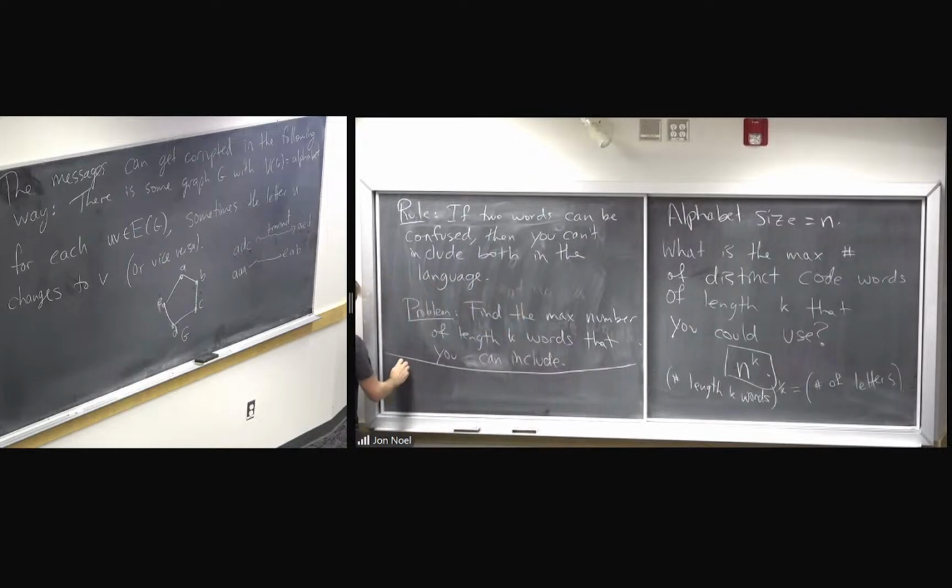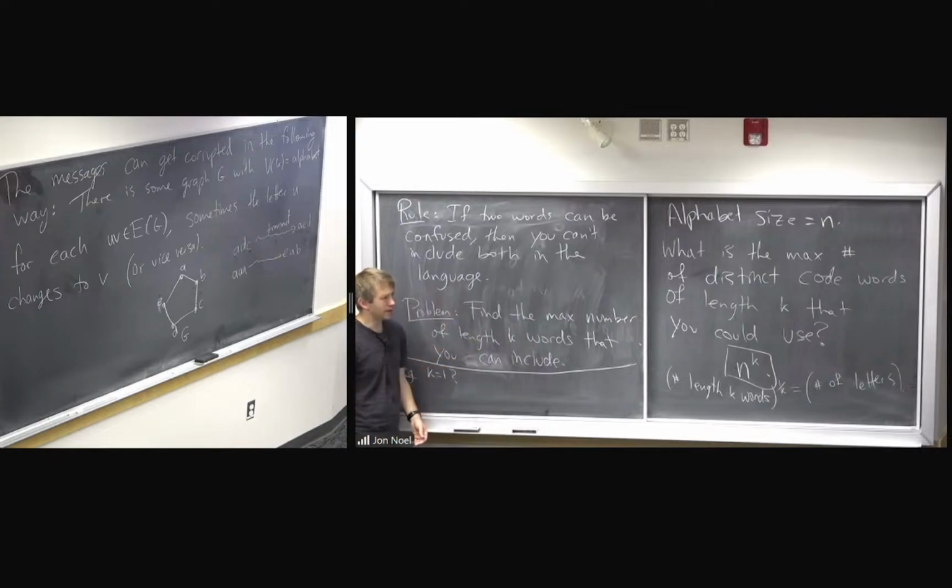Maybe let's think of an example. What if I'm just thinking about words of length 1? And maybe we can even think of this specific graph G. If I'm trying to design my language to have as many words of length 1 as I can, a word of length 1 is just one letter, right? How many words can I take? Yeah, 2.